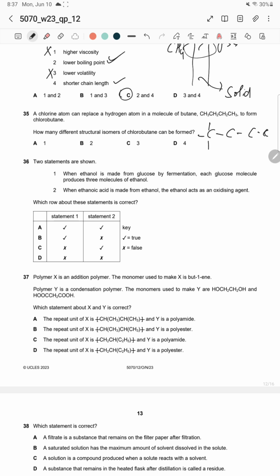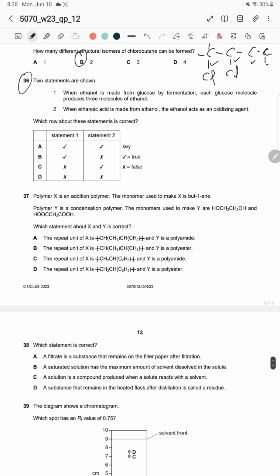One is the first, the terminal carbon. From here the reaction can occur and the chlorine can replace a hydrogen at the terminal carbon. This will be 1 chlorobutane. So two possible products can be formed, that is 1 chlorobutane, where the chlorine will be here or here, and the second will be 2 chlorobutane, where the chlorine will be here or it can also be here. So there will be two possible structural isomers.